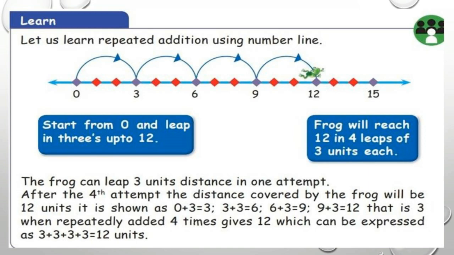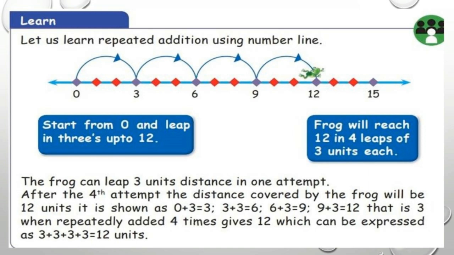Let us learn repeated addition using a number line. Here they have given a number line from 0 to 15. Start from 0 and leap in 3's up to 12. So you have to start from 0 and leap in 3's. The frog will reach 12 in 4 leaps of 3 units each. The frog can leap 3 units distance in one attempt. After the 4th attempt, the distance covered by the frog will be 12 units.